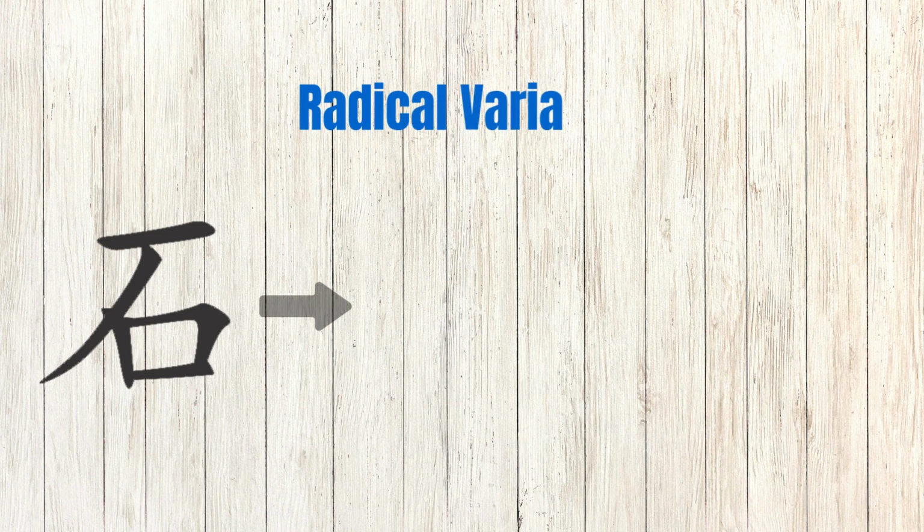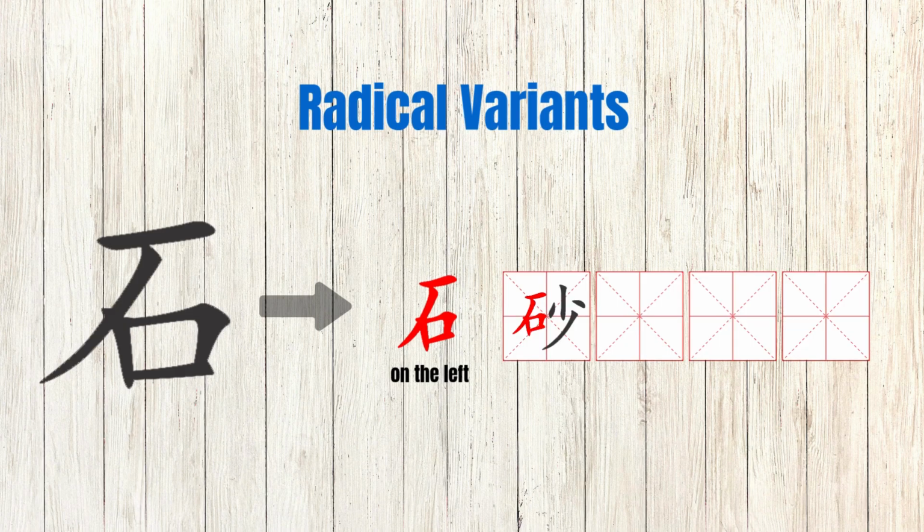The character 石 is also a very common radical. It usually appears on the left side of other characters. It is used as a symbol like this. Whenever you see a character with this radical, it often relates to something connected with stone.